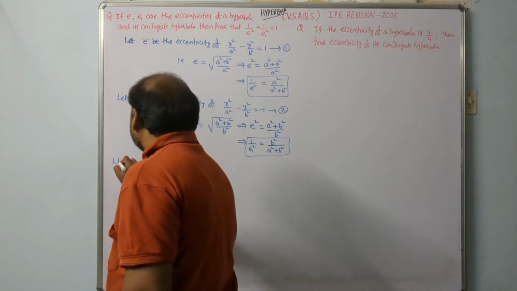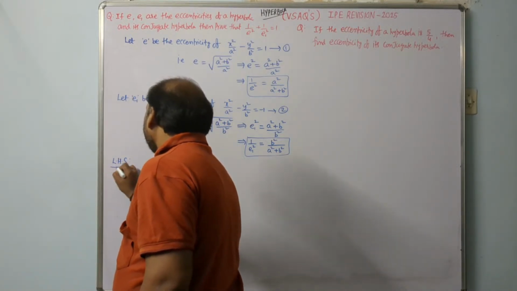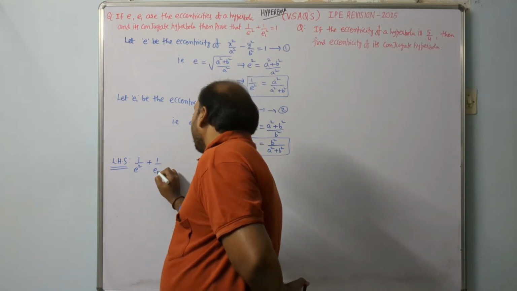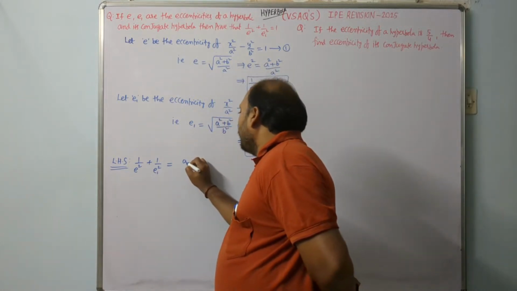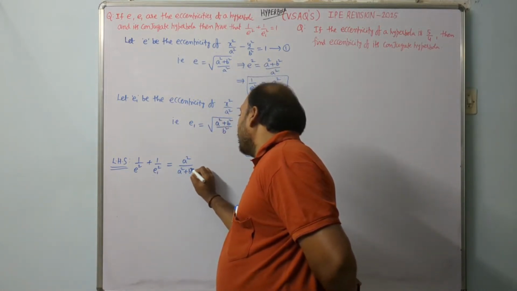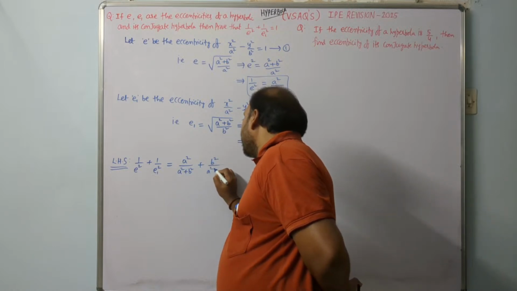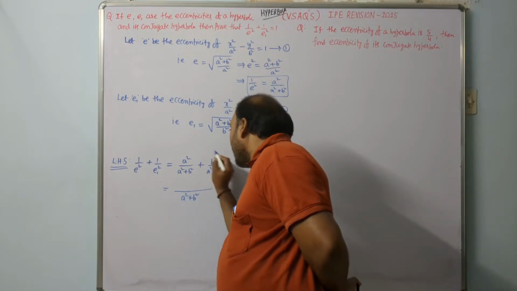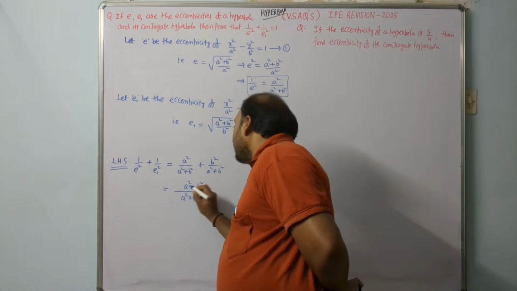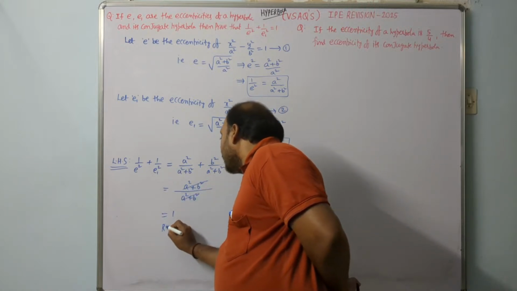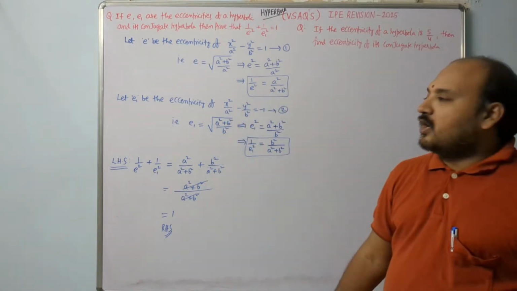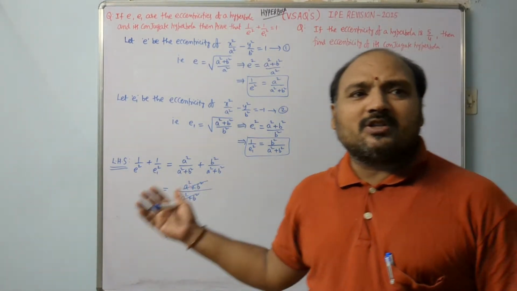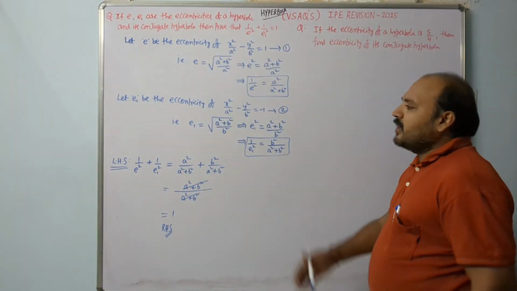Now consider LHS. So 1 by e square plus 1 by E1 square. What is 1 by e square value? A square by a square plus b square plus b square by a square plus b square. So both the denominators are same, a square plus b square. So we can add the numerators, a square plus b square. So these two will be cancelled. You will get 1. It is required RHS. So now 1 by e square plus 1 by E1 square equal to 1. We proved that. Sometimes they may ask for 4 marks also, dear students. Keep in mind and practice.